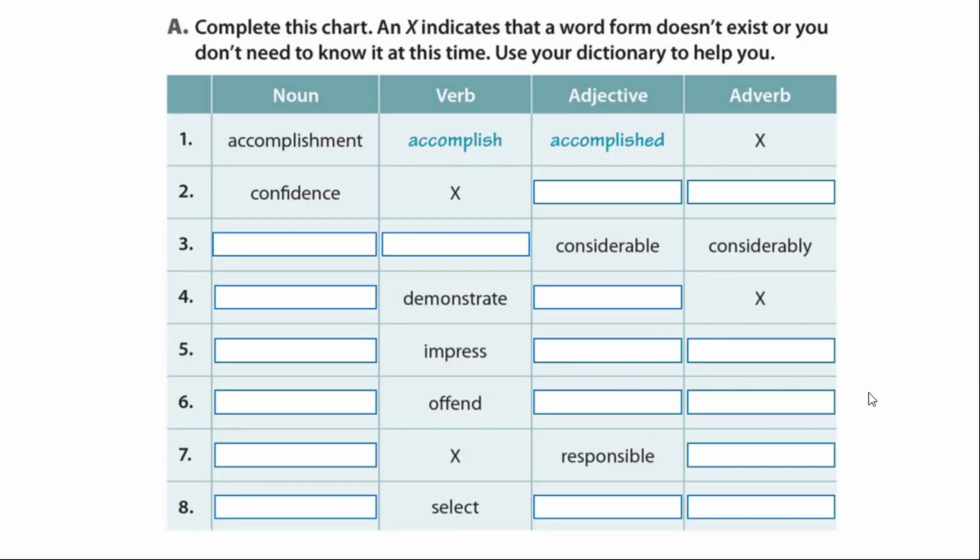Let's look at Activity A. Complete this chart. An X indicates that a word form doesn't exist, or you don't need to know it at this time. Use a dictionary to help you. So how do we find out these vocabulary words? The previous section that we studied today on parts of speech will help. But also you could use a dictionary and it will help you identify these various parts of speech, or these various forms from these word families.